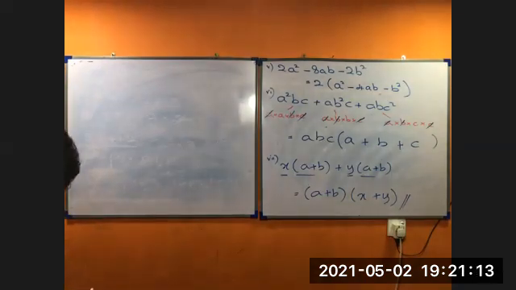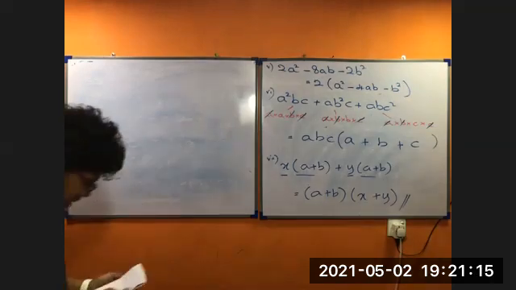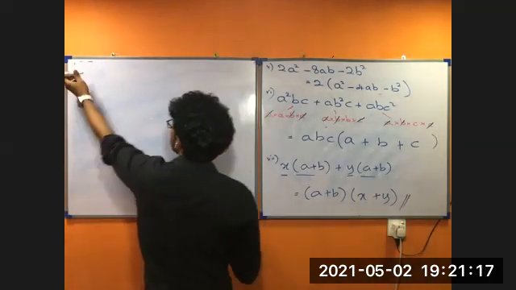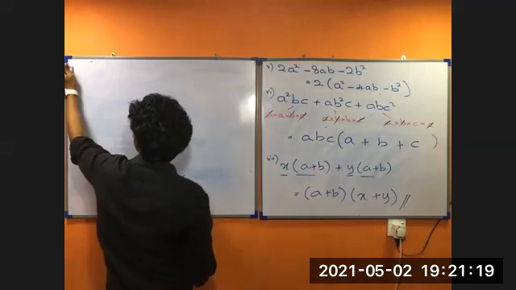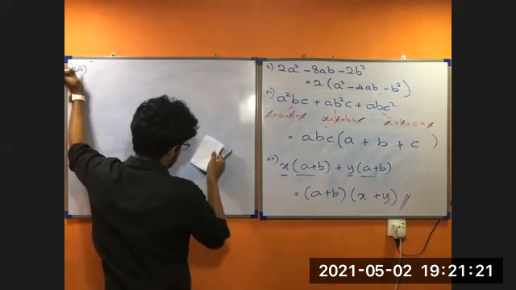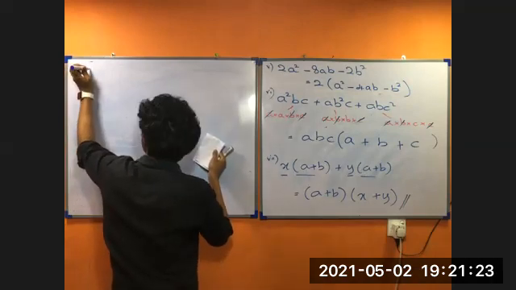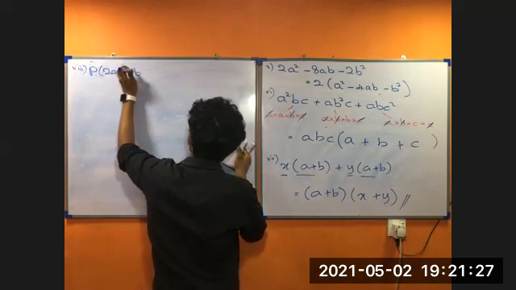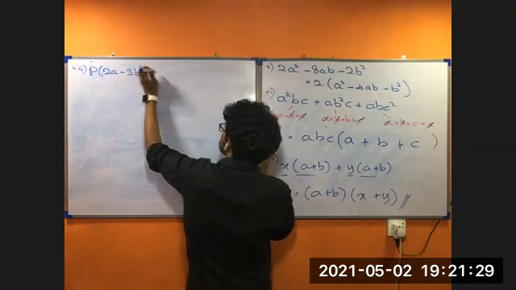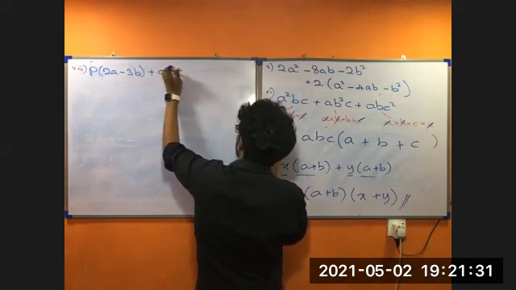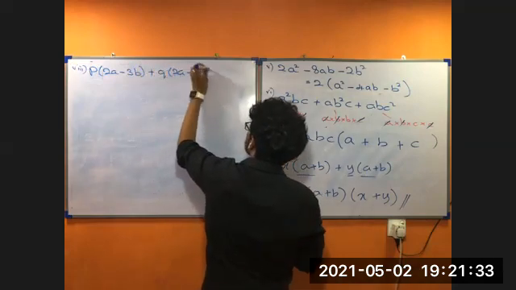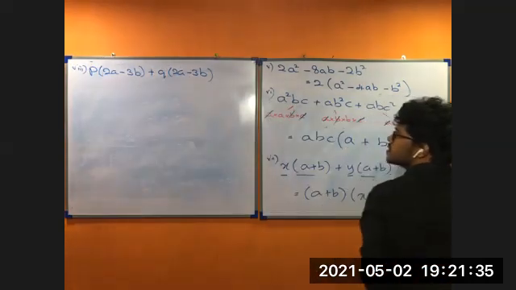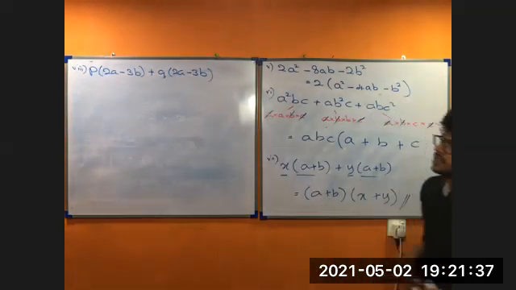You're going forward step by step. So then number 8, let's write p times 2a minus 3b plus q times 2a minus 3b. That's easy, right?